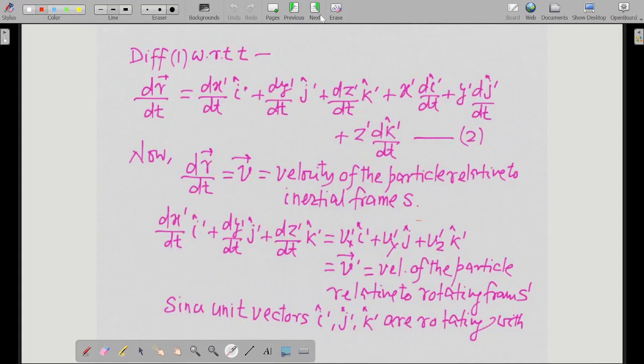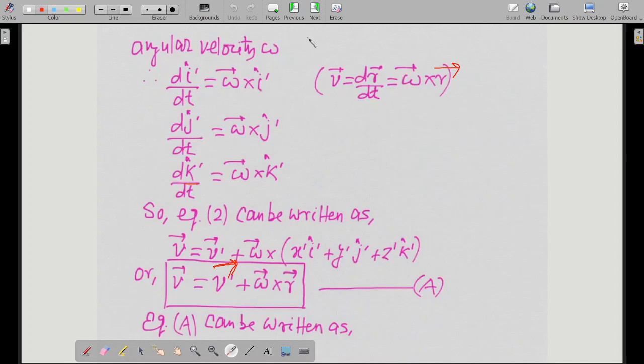So taking the help of equation 1, what have I done? I have replaced this particular term by r vector in order to simplify our result. How we got this I have already told you just some time ago. So v vector equal to v prime vector plus omega vector cross r vector. This is your equation A.